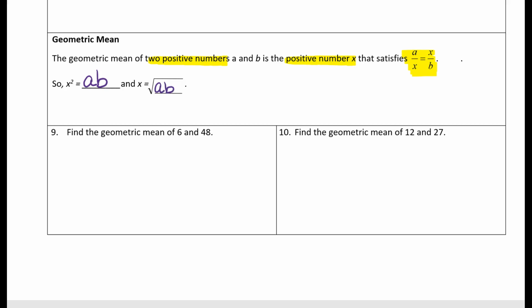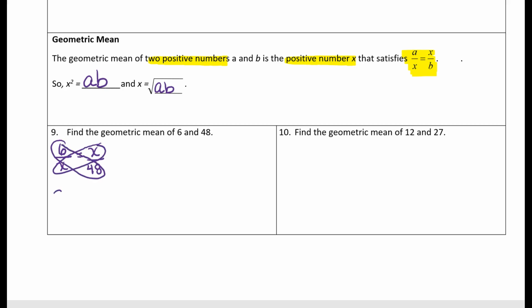So let's look at a problem with number 9. It just says find the geometric mean of 6 and 48. So there's two approaches to this. The first approach would be using your proportion. So you start out like this, 6 and 48. That is going to be your a and your b. So 6 would go there, 48 would go there, and you would simply cross multiply.